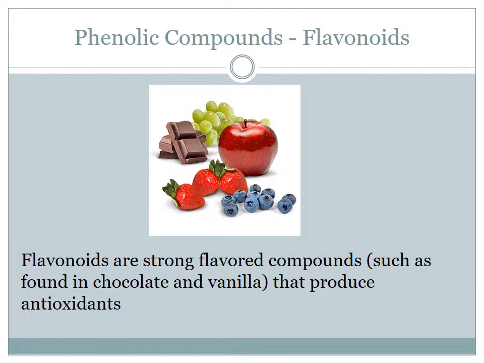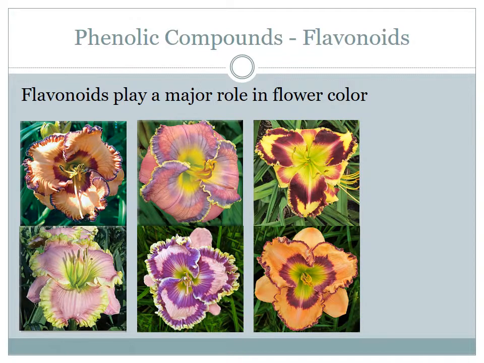Vanilla. Vanilla is so potent. It's there to stop organisms from eating it. Of course, we look at it and we're like, we're going to try it anyway because we rule the earth. These flavonoids play a major, major role in color.